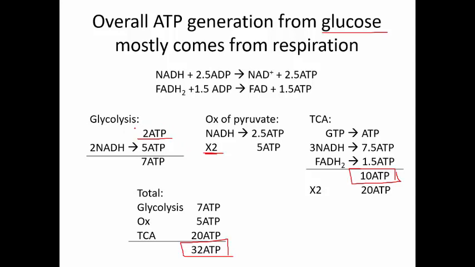Because the only 3 that didn't were these 2 from glycolysis and then this 1 that we made 28. I forgot to multiply it times 2, right? So these 2 from glycolysis and then the 2 GTPs that we made in the 2 rounds of the TCA. So 28 out of 32 came from respiration. That is the vast majority.